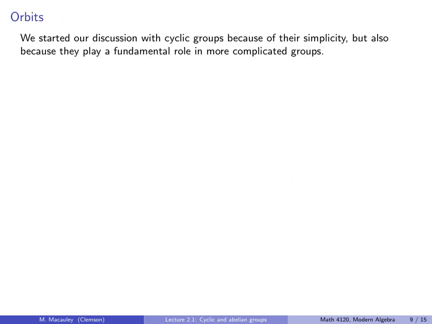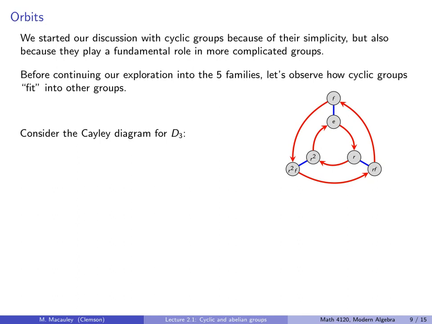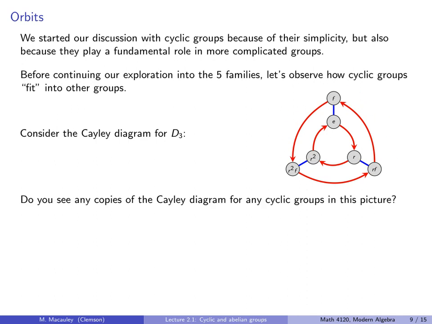We started our discussion in this series of lectures with cyclic groups because of their simplicity. This is the simplest family of the 5 that we will see, but also because these play a fundamental role in more complicated groups. Before continuing our exploration into the 5 families, let's observe how cyclic groups fit into other groups. And we'll do this with an example for D3. Here's the Cayley diagram on the right. And let me ask, do you see any copies of the Cayley diagram for any cyclic groups in this picture?